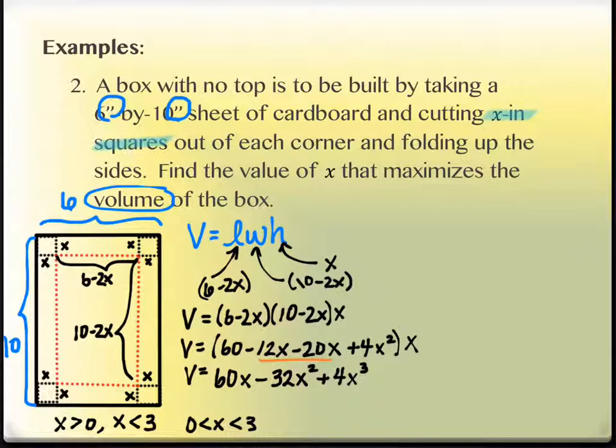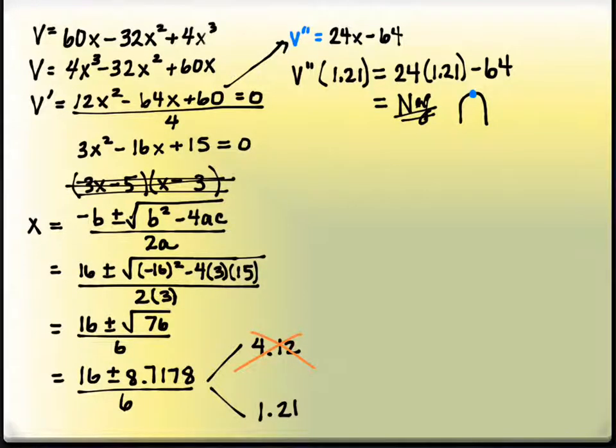The question asked was, find the value of x that maximizes the volume of the box. Could they ask us what's the volume of the box? They could. They didn't on this one. So we want to be careful we answer what was asked. We want to know the value of x that maximizes the volume of the box. The value is 1.21 what?